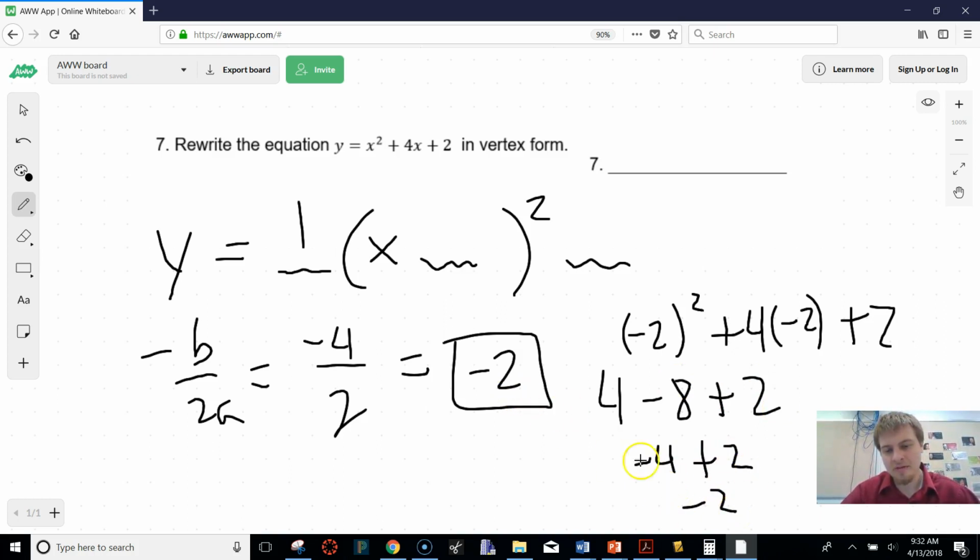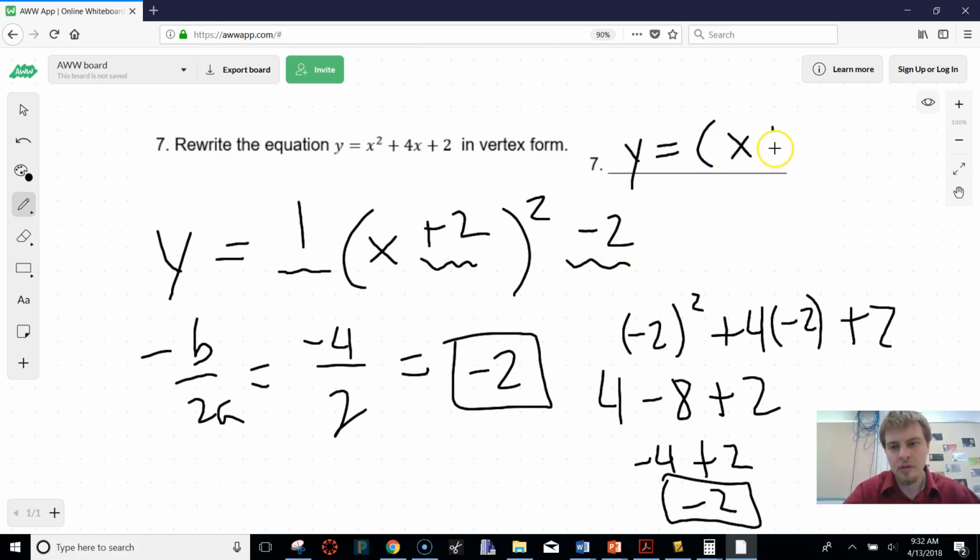So my x value and my y value are here. So we'll plug the x into here. And remember, when we plug the x in, it's always opposite. And then we're going to plug in the y value. So my final equation would be this. Okay, let's do the next one.